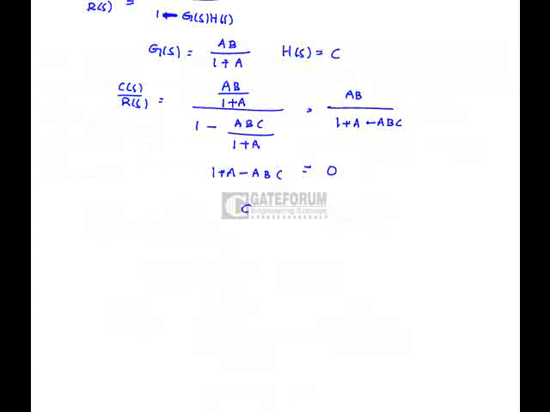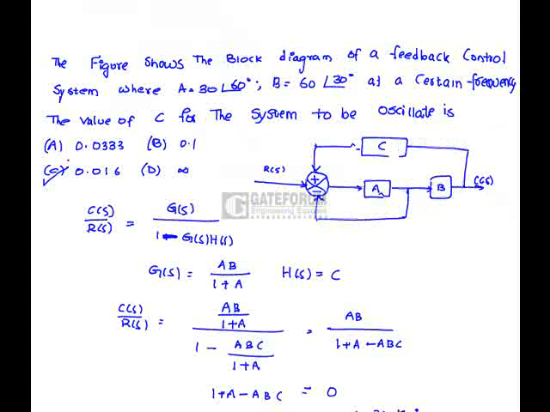1 plus A minus ABC should be 0. That is, C is nothing but (1 plus A) by AB, which equals 1 plus 30 at an angle of 60 degrees divided by 1800 at an angle of 90 degrees, which leads to 0.0169 at an angle of minus 31.68. So the magnitude of the block C is nothing but 0.016, that is option C is correct.